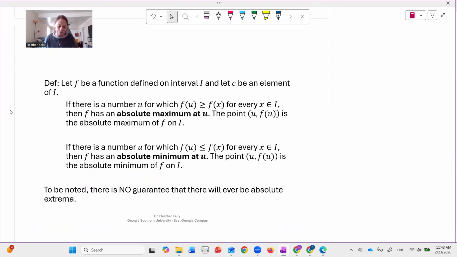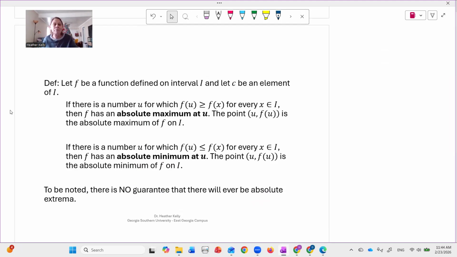Now, this is a redundant part that seems silly, but there's a lot of redundancy in mathematics, in learning mathematics. So let's hit this up. Let f be a function defined on an interval I, and let c be an element of I. If there's a number u for which f of u is greater than or equal to f of x for every x element of I, then f has an absolute maximum at u. And the point u, f of u, is the absolute maximum of f on I.